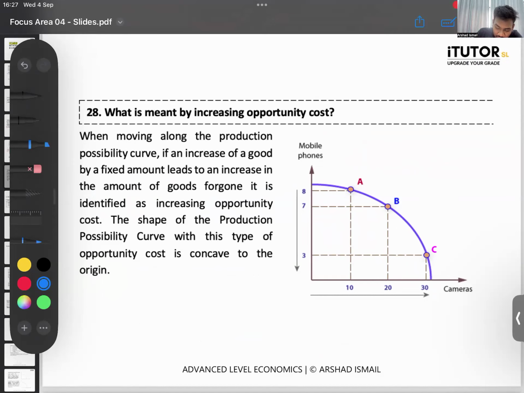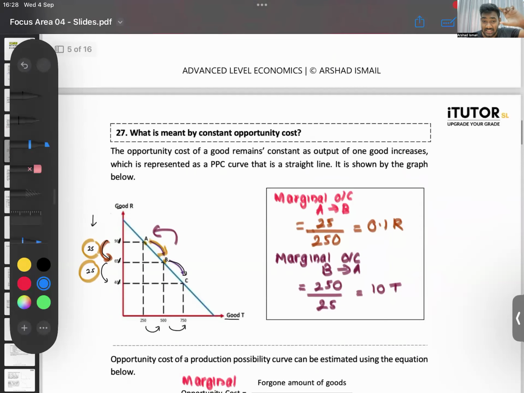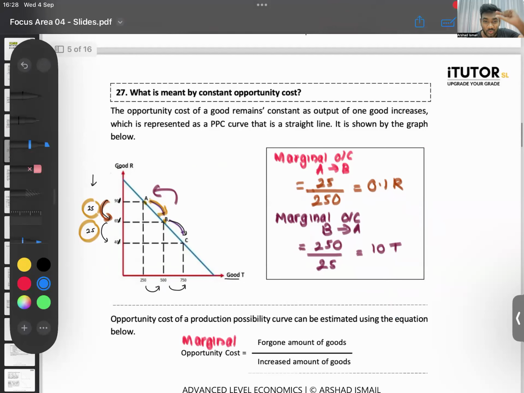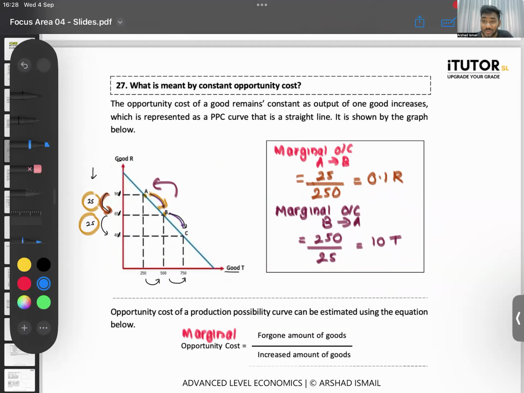See, when I go from point A to B, I am increasing cameras by 10 units. When I increase from 10 to 20, I increase cameras by 10. So I have to sacrifice how much? One mobile phone. That is my opportunity cost. When I increase cameras by another 10, let's say I go from B to C, now I have to sacrifice 4 mobiles. Remember, in my previous example, the amount of good R you sacrifice remained constant. Every time it was 25, 25, 25, 25, constant opportunity cost.